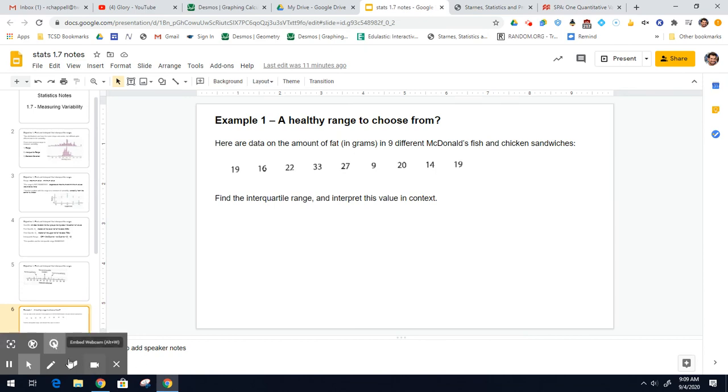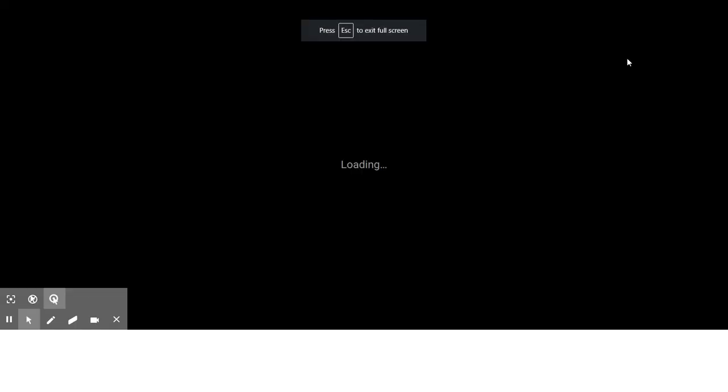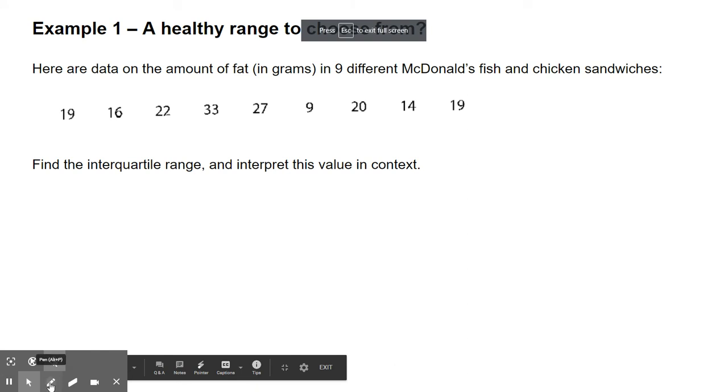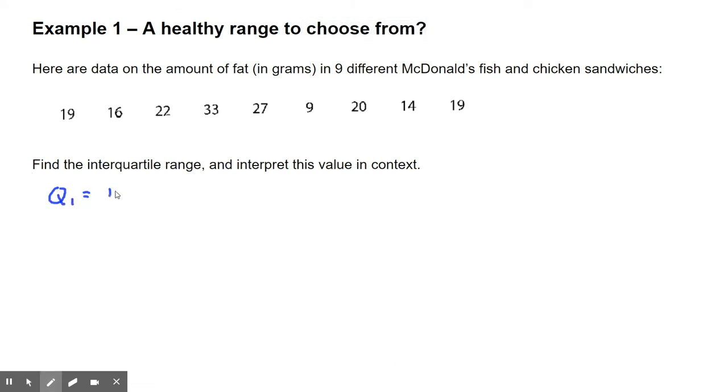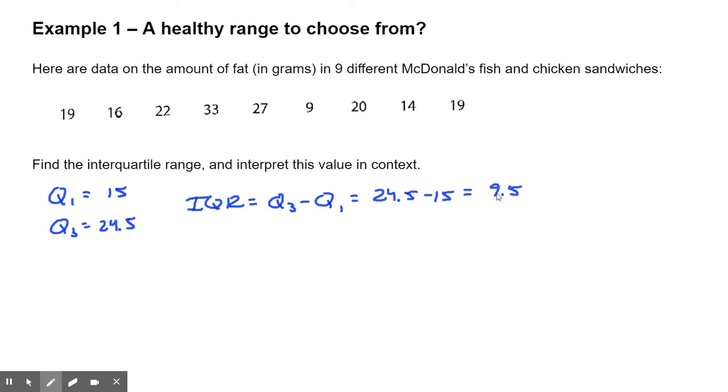So back here, to find my IQR, I need my Q1, my first quartile, which was 15, and my third quartile, which is 24.5. Again, notice neither of those are values in our data set. So to find the IQR, we take the third quartile minus the first. 24.5 minus 15, and that is 9.5, and that would be grams.